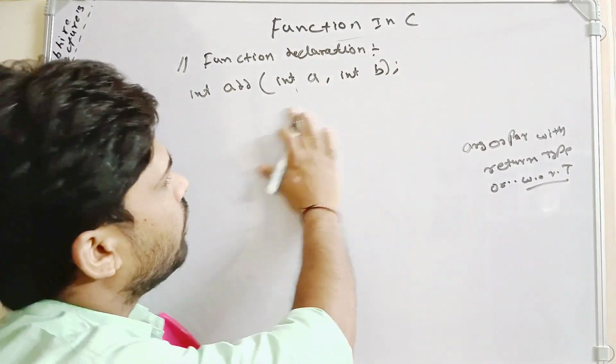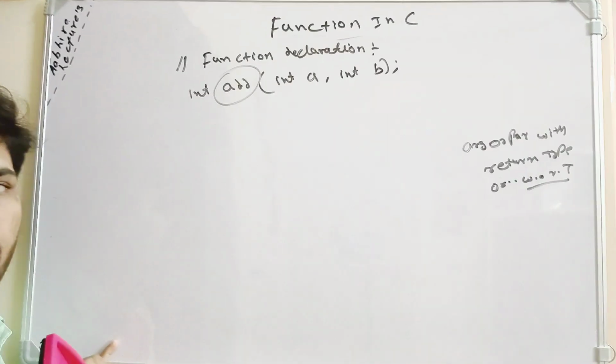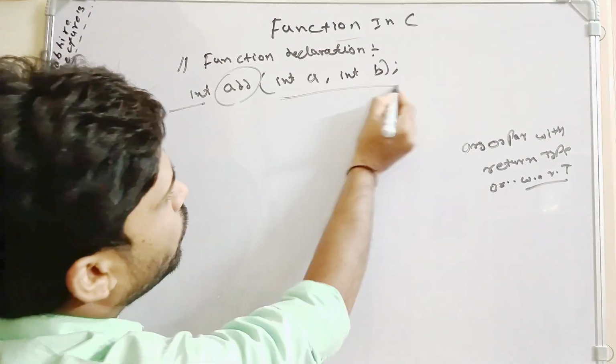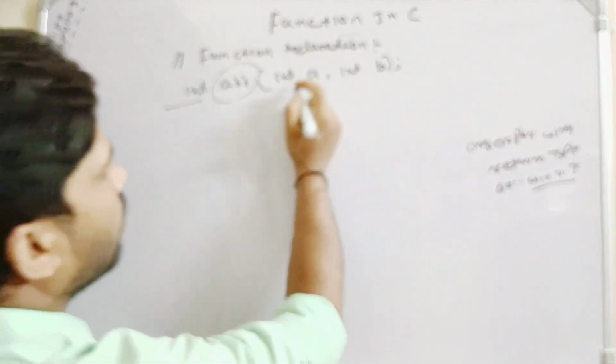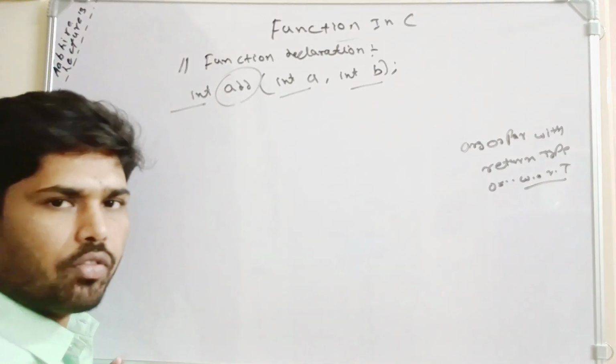So here in the function declaration, what I have done is I have taken one function. add is the function name, and here the data type is integer. Then I am taking two arguments, or we can say parameters, both are the same. So I have taken int a and int b. So this is the declaration of a function.